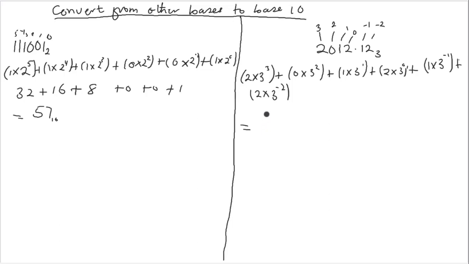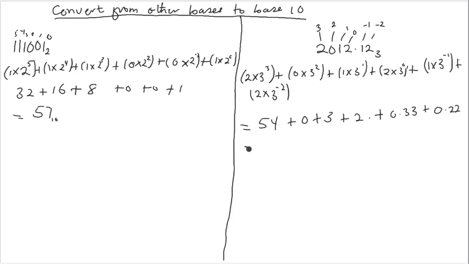Okay, so 2 times 3 to the power 3 is 54, plus this will give me 0, plus this will give me 3, plus this will give me 2, then plus 1 times 3 to the power -1, it will give me 0.33, plus 2 times 3 to the power -2 is 0.222 recurring.